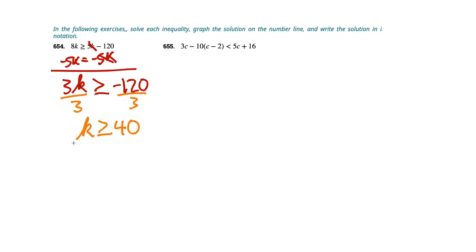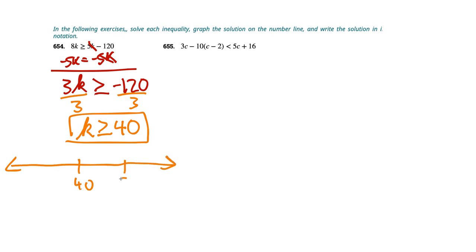So this is the solution of the inequality. Graph it on a number line. So I'll just write a number line right here. So let's say 40 is here. We could put 50 here and 30 here. It's good, just, you know, good karma, to write some numbers to the left and to the right.